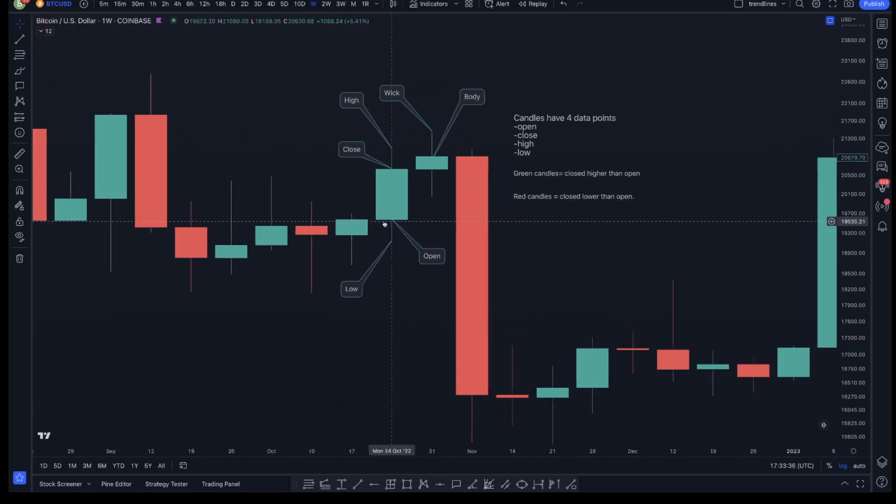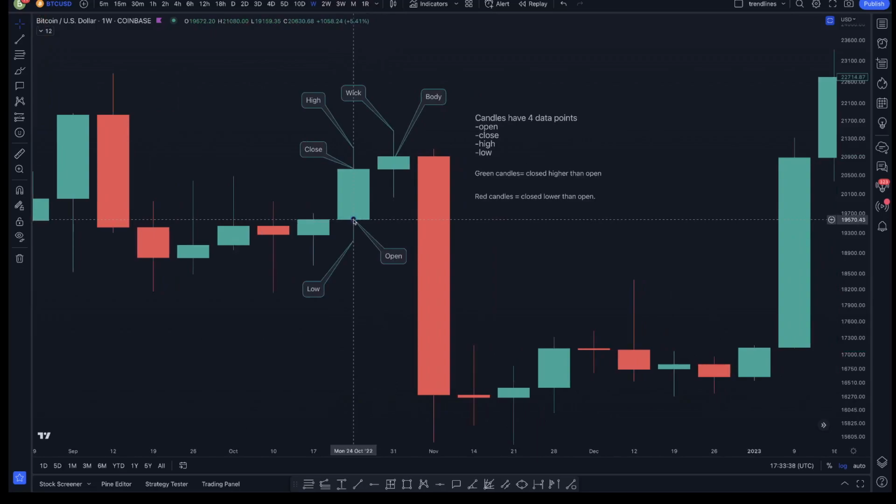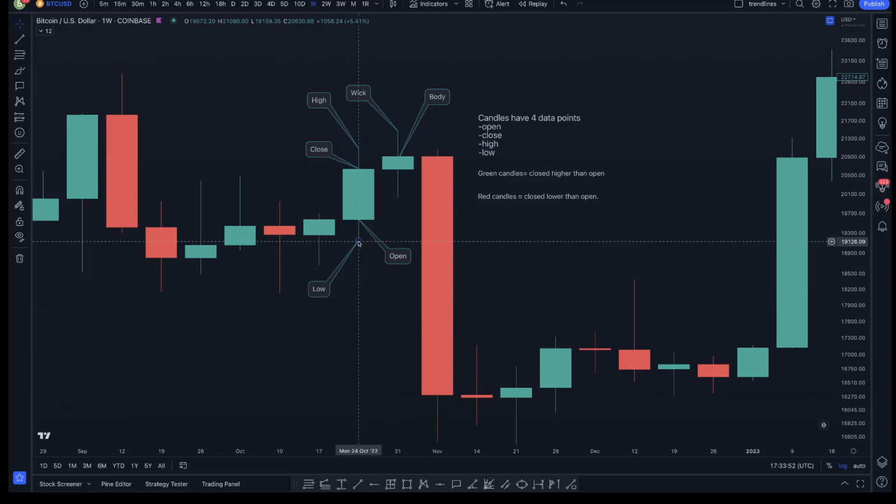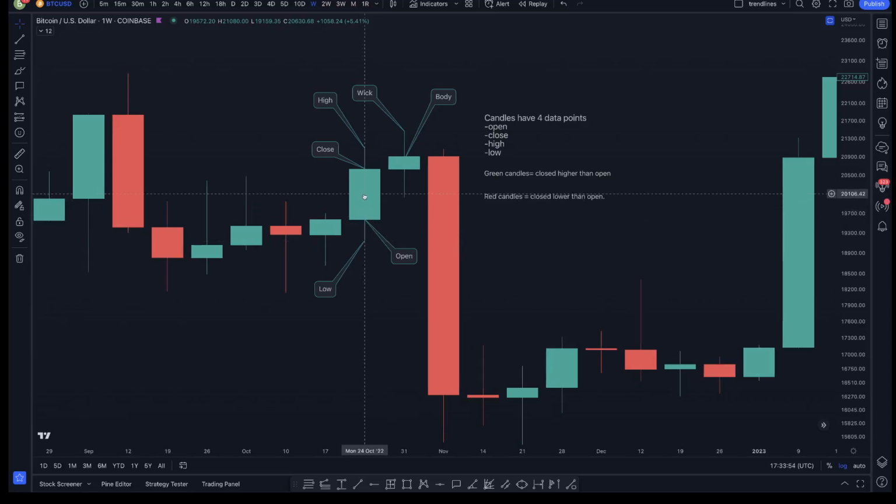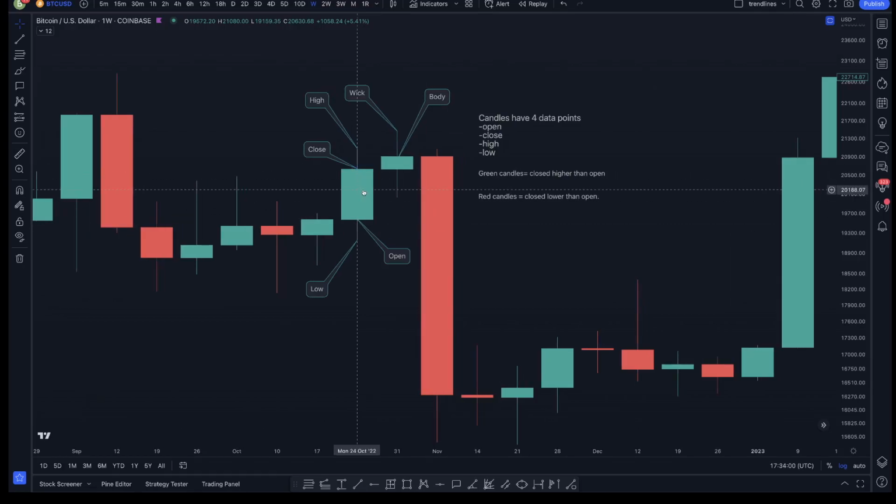So when the week opened, it was at this level. When it closed, it was at this level. So the beginning of the week, this was the price. The end of the week, this was the price. Sometime during the week, this was as high as it got, and sometime during the week, this was as low as it got. And when it closed, it was higher than when it opened, and that makes a green candlestick.